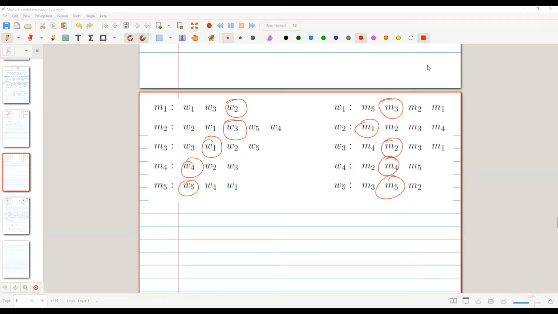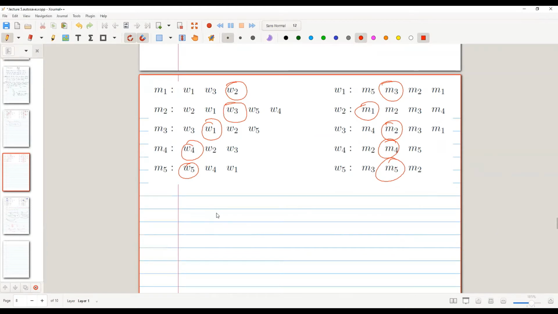Shagnik. Yeah, please. So M2 is matched with W3. And the next woman after W3 is W5. M2 is W3, W5, yeah. And W5 prefers M5 over M2.